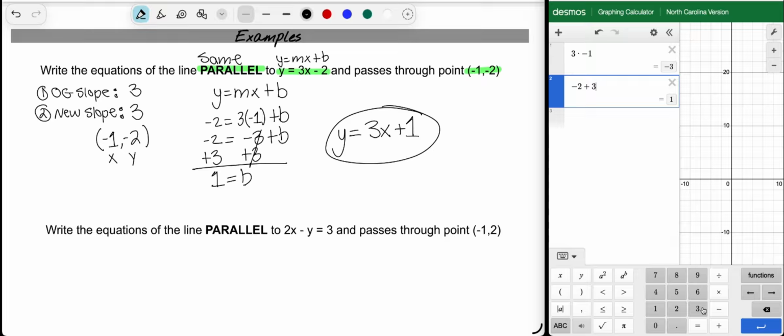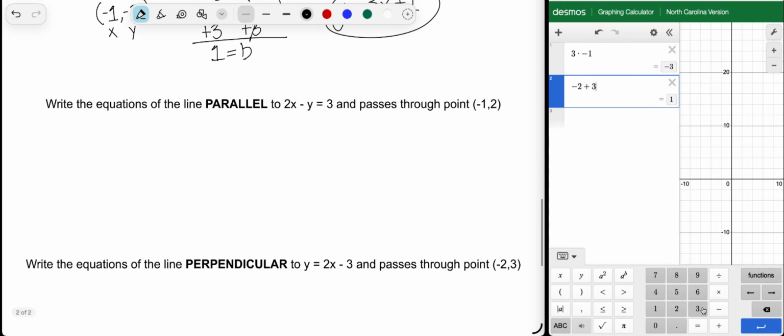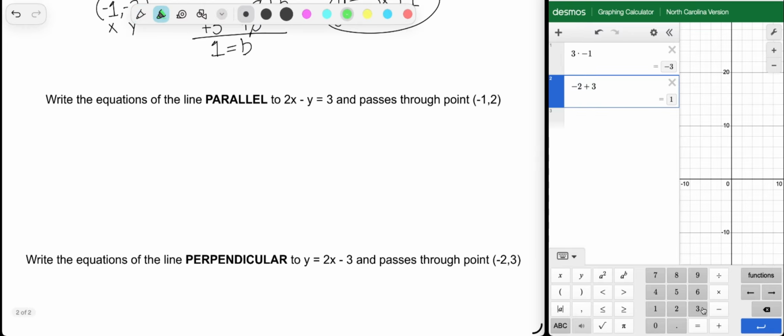All right, now we're going to move to the next example, where we're going to write the equation that is parallel, there's that word parallel again, to 2x minus y equals 3, and passes through the point -1, 2. The first thing we're going to look for is our OG slope, the original. The second thing we need is our new slope. Once we get those two things, we can plug into y equals mx plus b and get our equation.